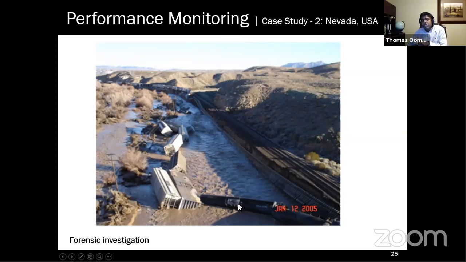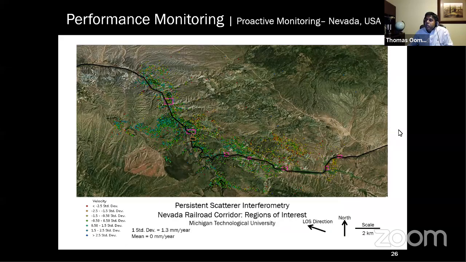Now, not just forensic investigation, we can actually go further and do more proactive performance monitoring. For that entire long stretch of corridor, we did persistent scatterer interferometry using SAR data. And we found other sites where they would potentially have a problem, where there are unstable slopes with large displacements happening. We identified those and let them know that they need to fix some of these locations. And I'll show you that, based on our recommendation, they went back and fixed some of those sites.